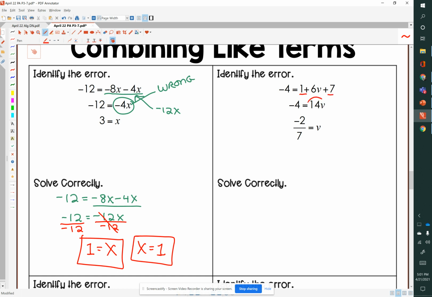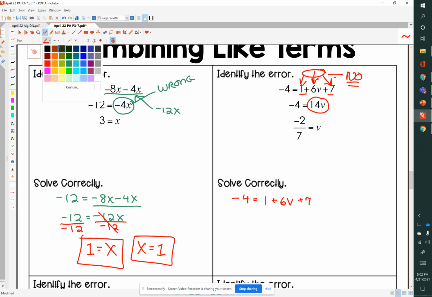But look what they did. They combined numbers with the variable. They combined everything. And that's not what you're supposed to do. Variables are combined with like variables with the same exponent, and numbers can be combined with numbers. So they combined like terms incorrectly. So let's rewrite it and solve it correctly. We have negative 4 equals 1 plus 6v plus 7.